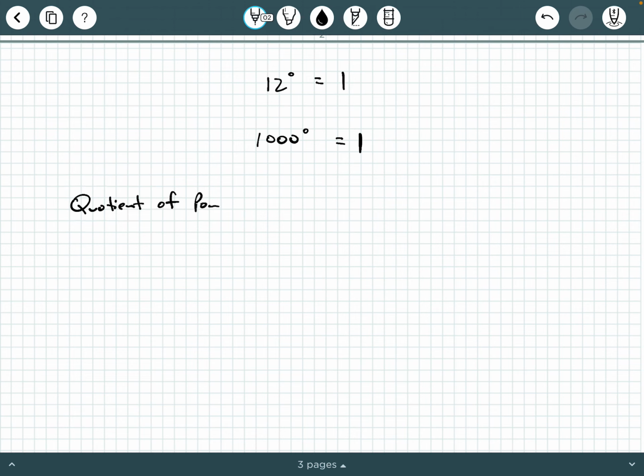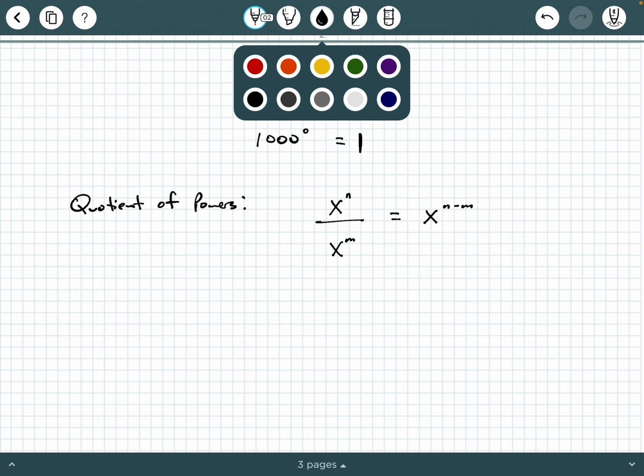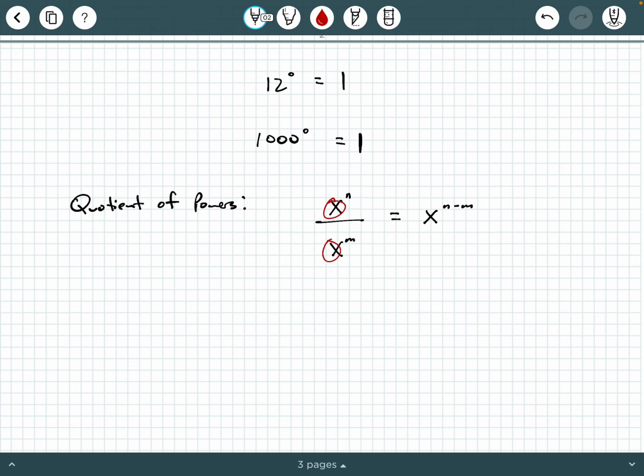Quotient of powers. If you have the same base, let's say x to the n divided by x to the m, you get x to the n minus m. Notice again, you have the same base here, but different exponents. So when the exponent term goes into the denominator, that is what ends up being negated when you subtract these exponents, okay?